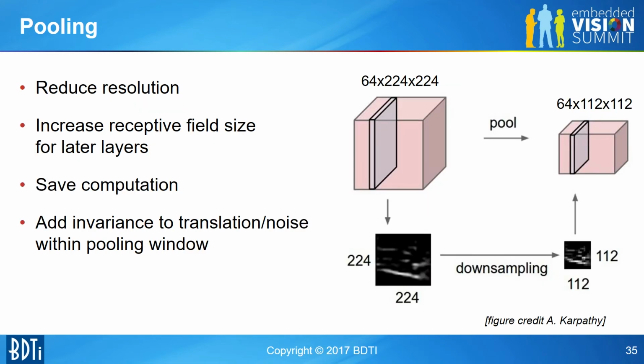So pooling allows us to reduce the resolution, which is effectively increasing the receptive field. It also saves us some computation because we're going to be dealing with fewer elements in our feature maps, and it also suppresses some noise, particularly with the average pooling. That's really acting like a low-pass filter, so that's going to give us some noise suppression.